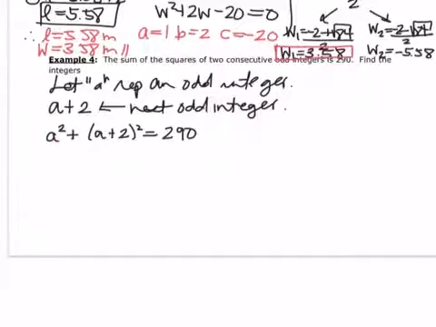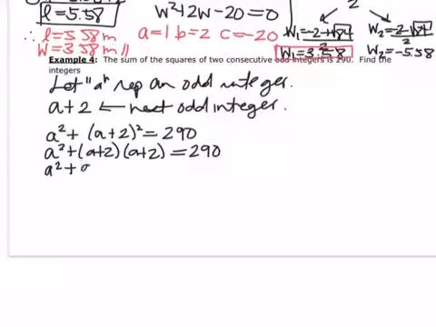So I've taken all of the information from here and put it into this equation. Here we actually just had one equation. So the last thing I have to do here is just to expand and simplify. So I know that a squared is going to be a squared, plus (a plus 2) squared is just (a plus 2) times (a plus 2), all equals 290. So let's FOIL this. So we'll be left with a squared plus a squared plus 2a plus 2a plus 4 is equal to 290.